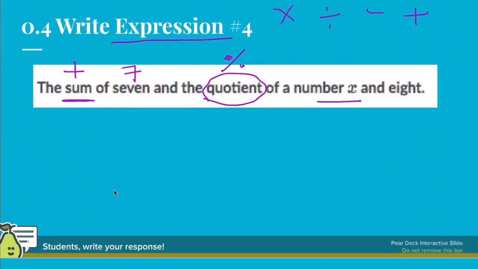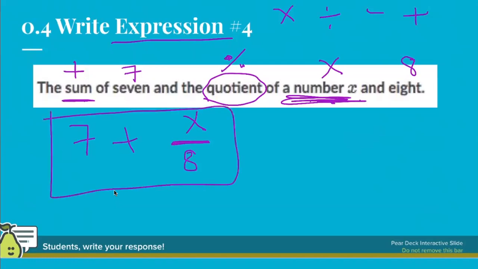A number x and 8. Thank you. So we have this information to say the sum of 7, so that means 7 plus. This says quotient. So I know when I say quotient, it's going to be a fraction, right? Of a number x and 8. So over here, the x goes first. So I can say x over 8. So this is the statement that I'm looking for.